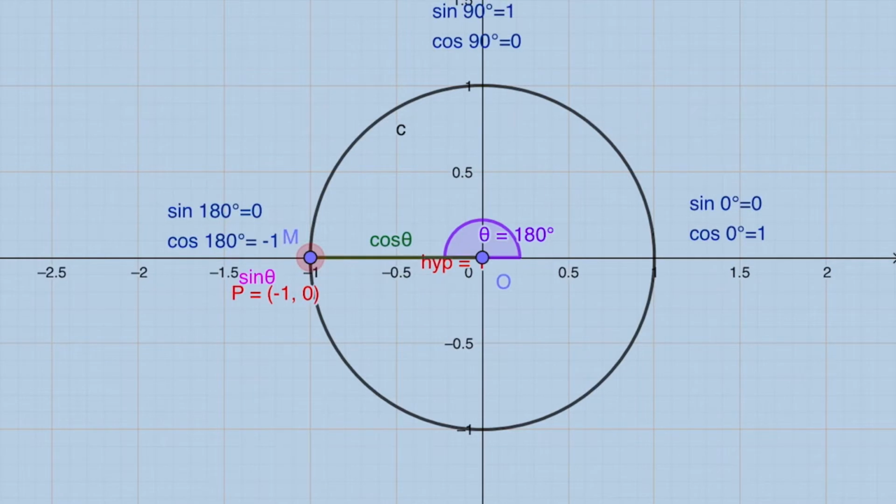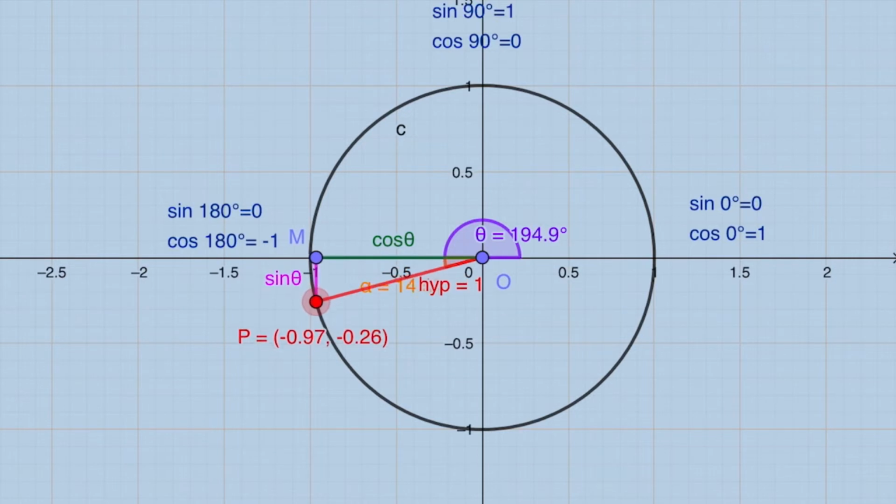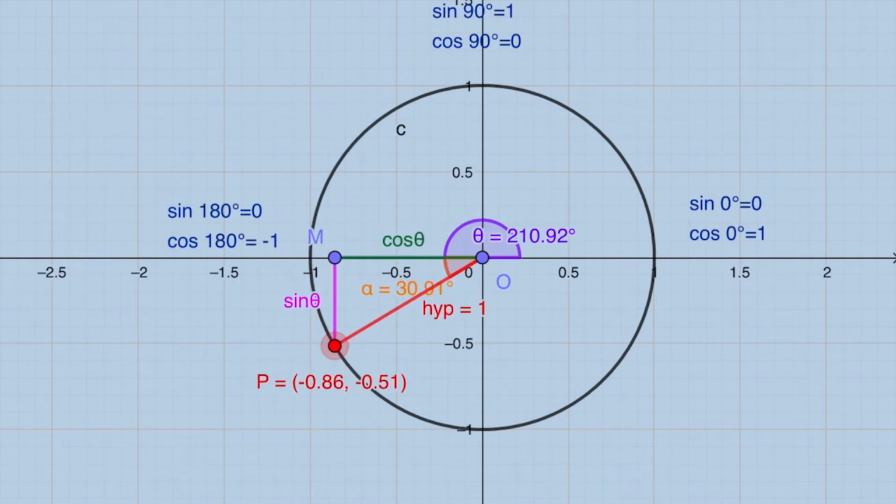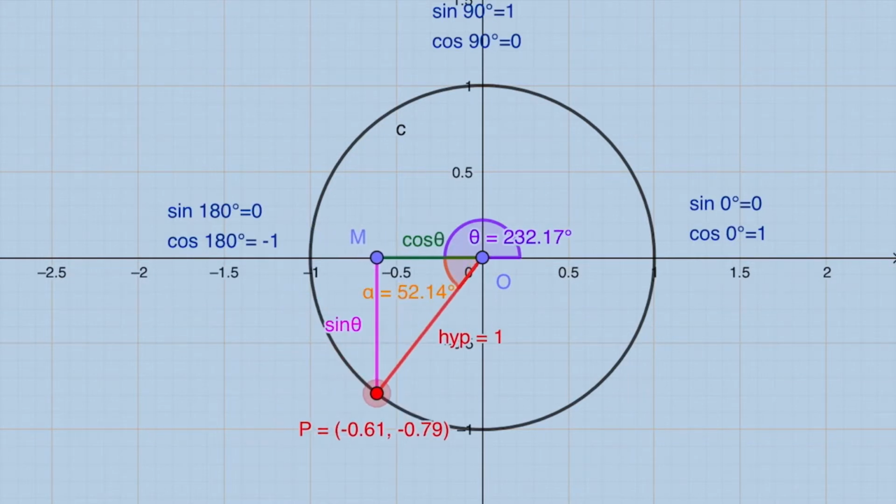If theta becomes a third quadrant angle, that is more than 180 degrees, look at the coordinates of P. Both the coordinates are negative. Therefore, cos theta value will be negative, sin theta value also will be negative for a third quadrant angle. Alpha is the reference angle of theta.